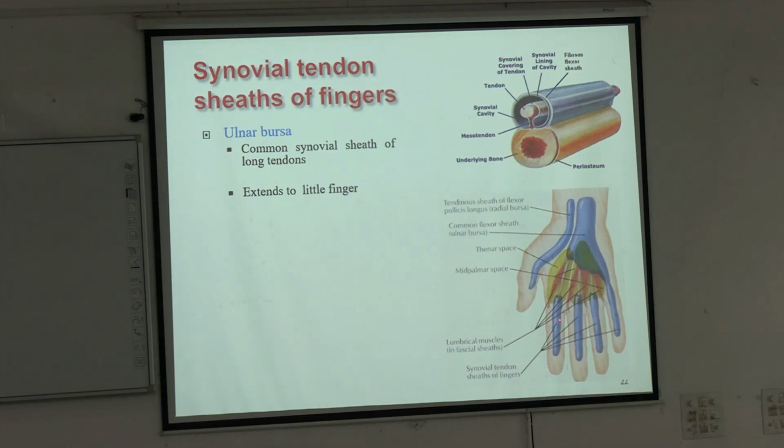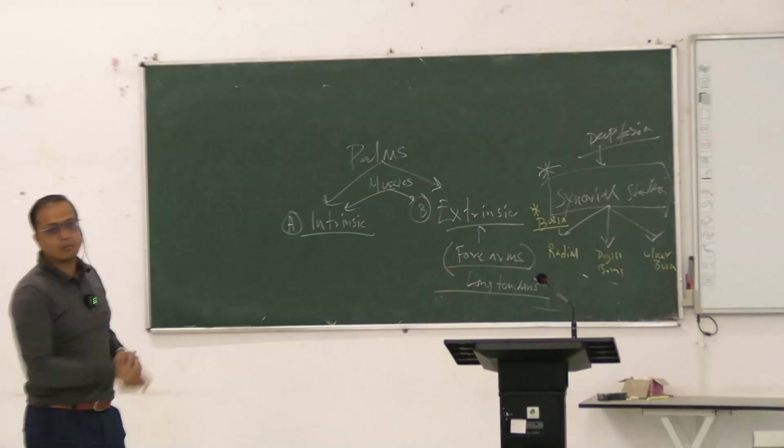Now look at these fingers, finger number 2, 3 and 4. They have this bursa too, but it is separated out or fragmented. They are not continuous with the ulnar bursa or the radial bursa. So this element is a little bit different from the other two. Altogether we get three different bursas: radial bursa, digital bursa and ulnar bursa.